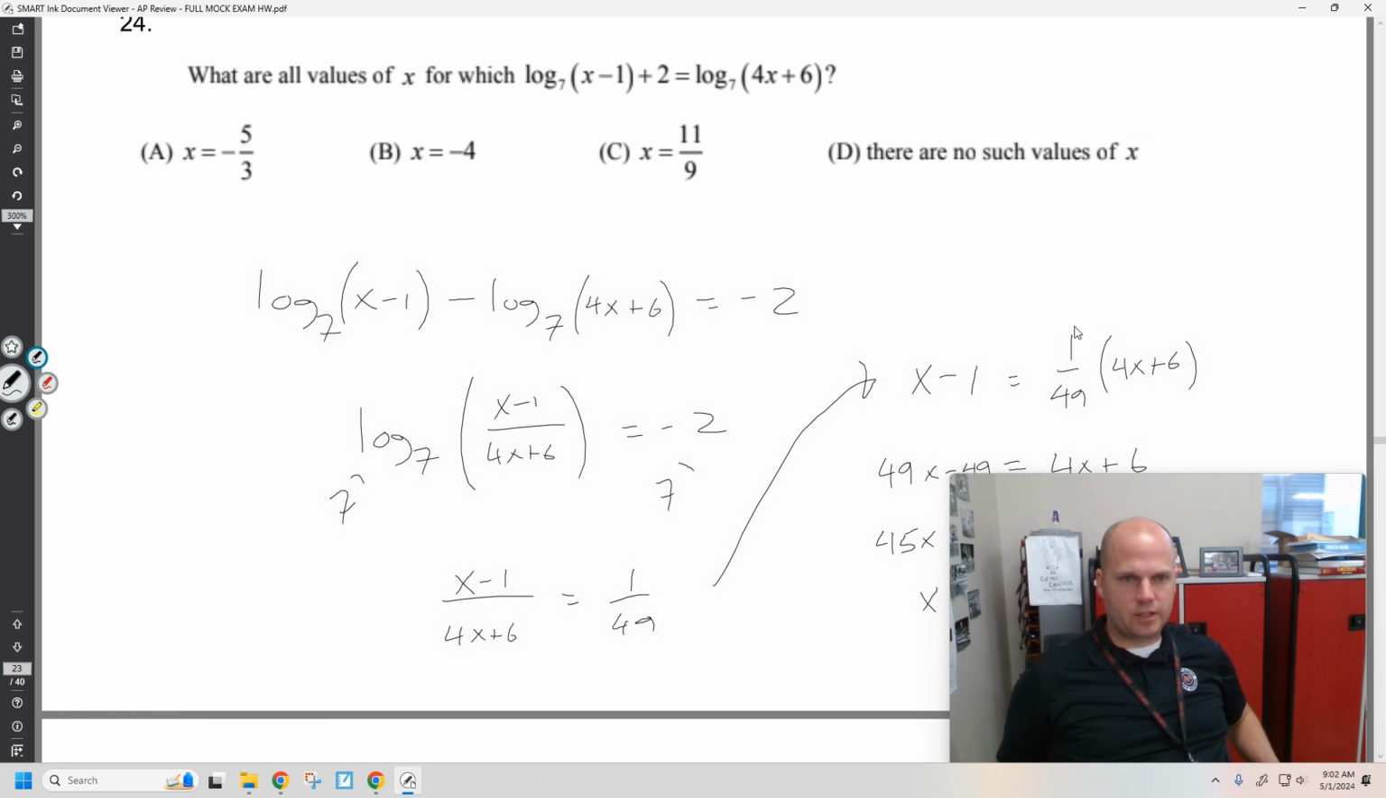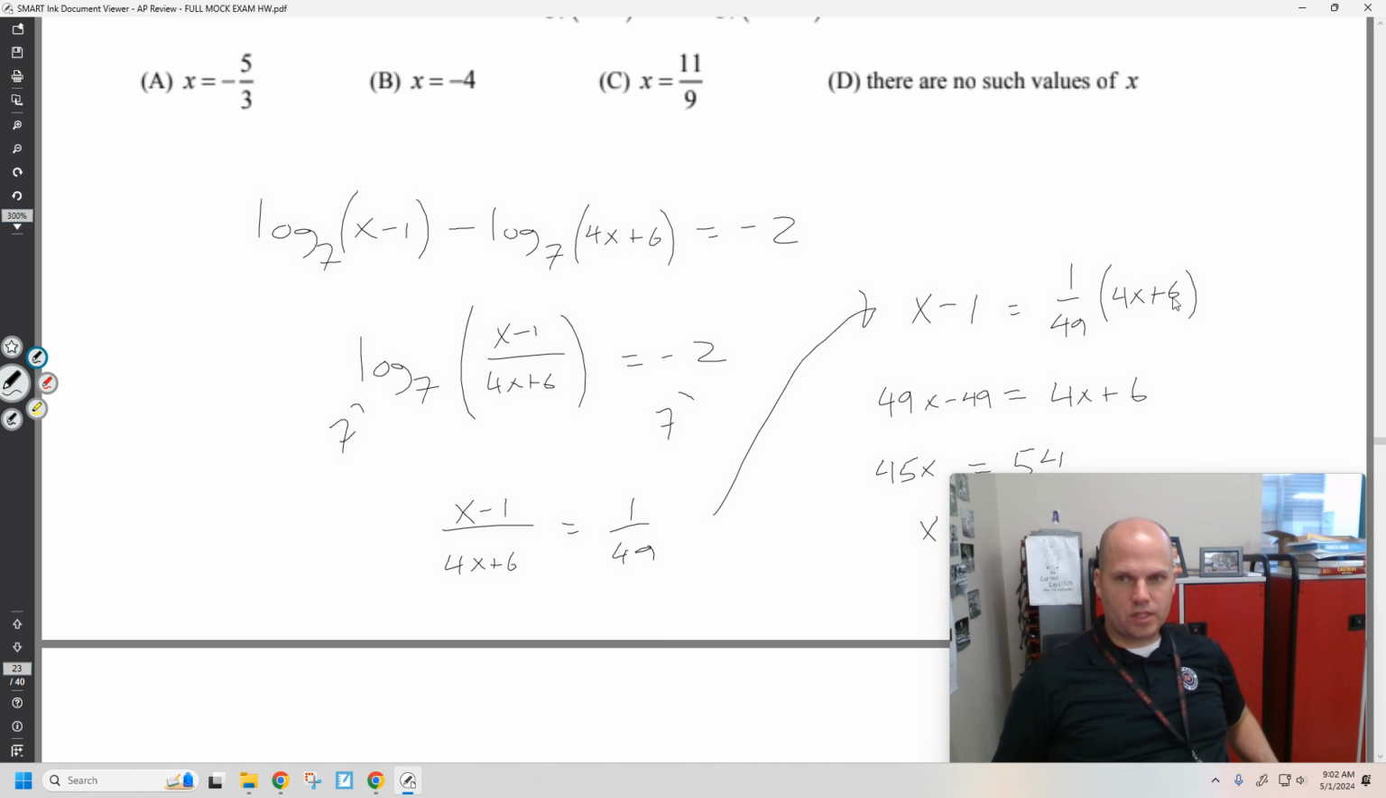4x plus 6. x minus 1. Correct. Subtract. Correct. x minus 1. x minus 1. 4x plus 6. Correct. 7 to the power of negative 2 is 1/49. Good. 4x plus 6.